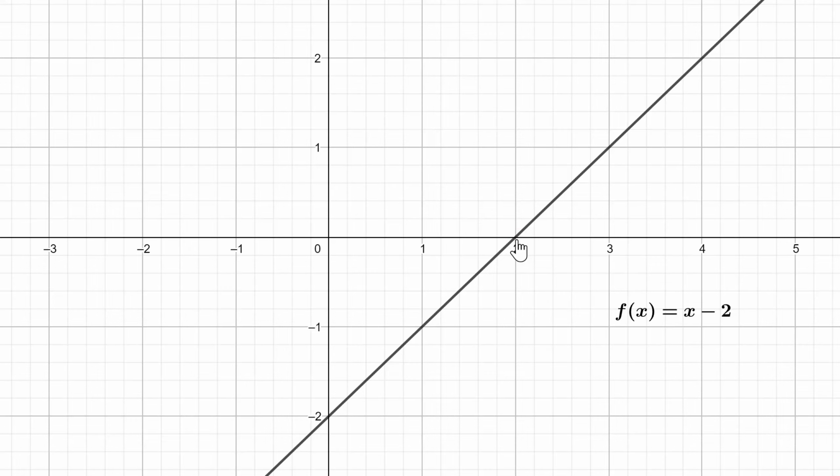Here is my 0. And what's the multiplicity? Well, this x minus 2 factor only occurs one time, so I have a multiplicity of 1. And notice what happens to the graph. It crosses the x-axis at this 0 with a multiplicity of 1.